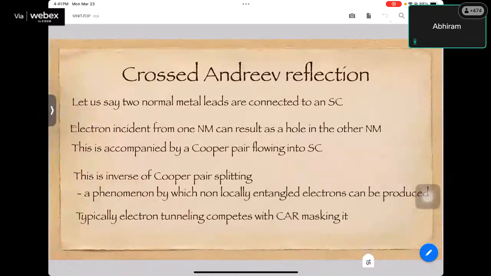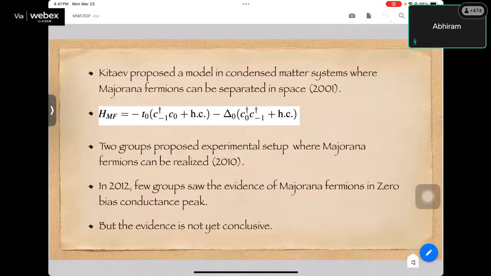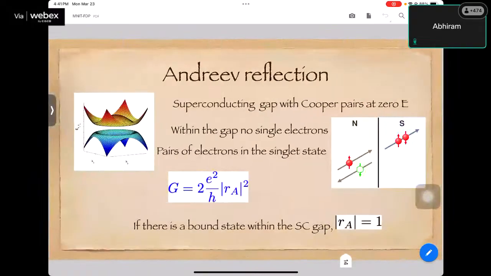Then I'll talk about Andreev reflection a little bit. So let us go to superconductors. So what are superconductors? Superconductors are materials where conduction of electrons happens without any resistance. What is the reason for this? The reason for electron transmission without any resistance is the formation of Cooper pairs.